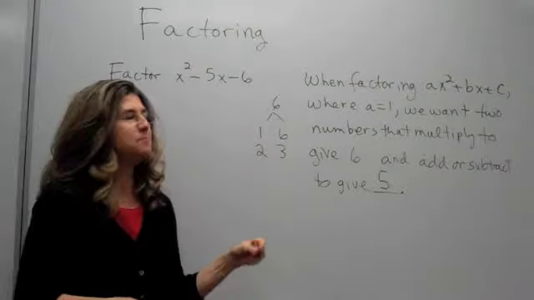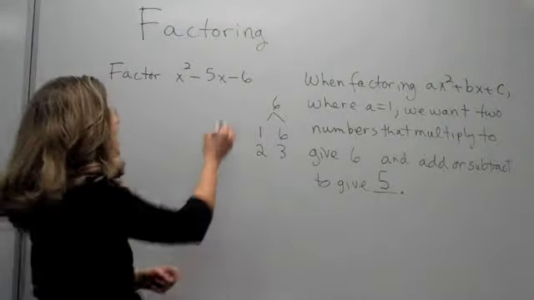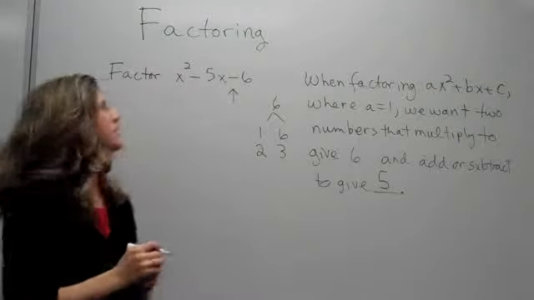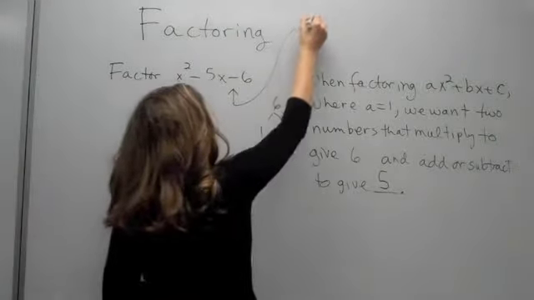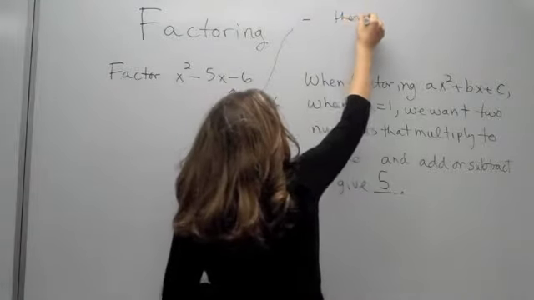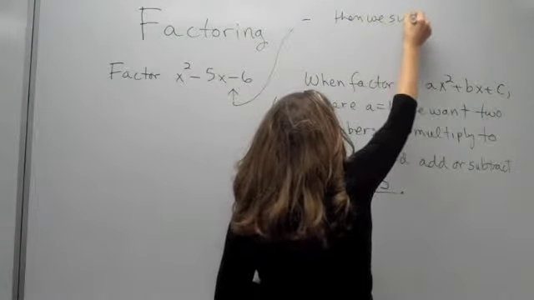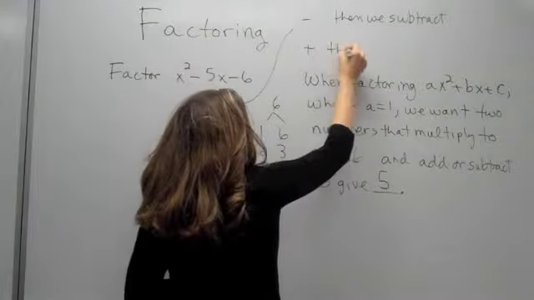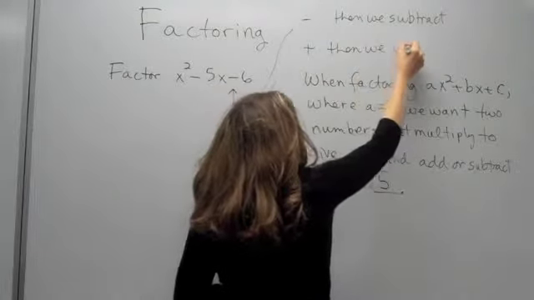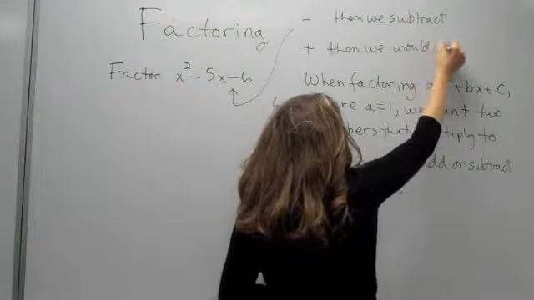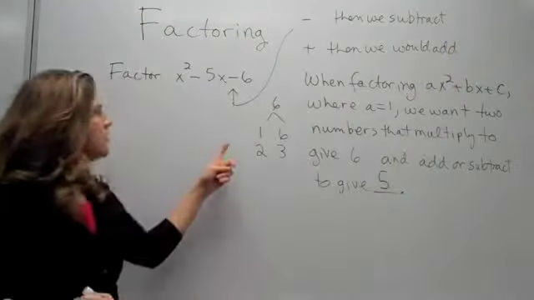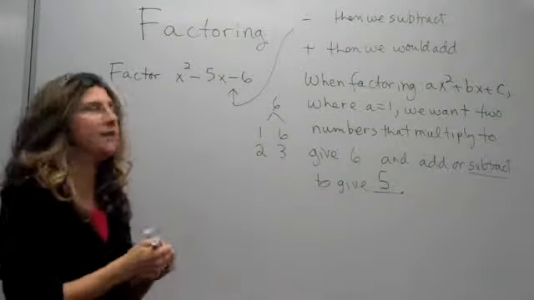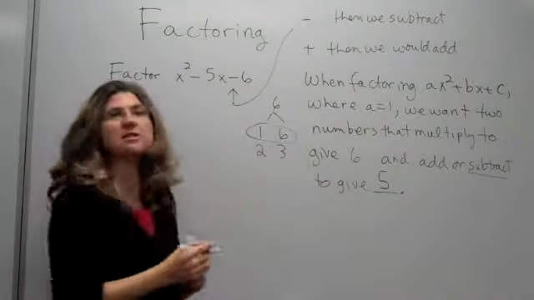So which is it? We look at this sign. This sign tells us whether we are to add or subtract. If this sign is negative, then we subtract. If this sign were positive, then we would add. So the two numbers that multiply to give 6 and subtract to give 5 are these two, 6 and 1.